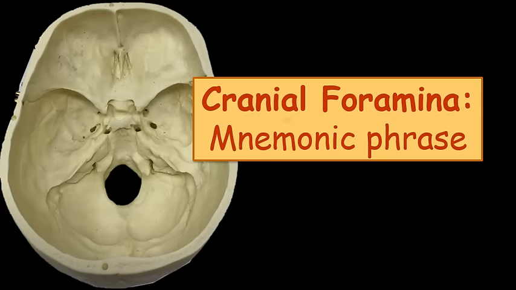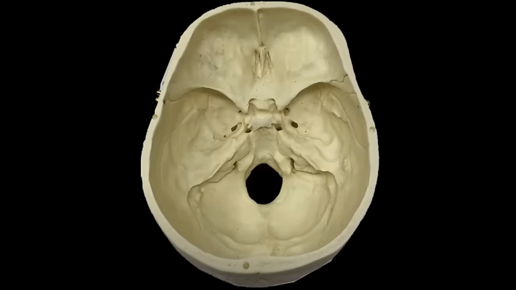And then we want to take a quick look at that term mnemonic. A lot of people are confused about what exactly that means, and all it means is relating to memory. So a mnemonic phrase is a phrase that helps us remember something. A mnemonic word or acronym is a word that helps us remember something. So mnemonic just means relating to memory. So we're going to propose a mnemonic phrase that's going to help us in finding those cranial foramina, in identifying them. So let's get started.